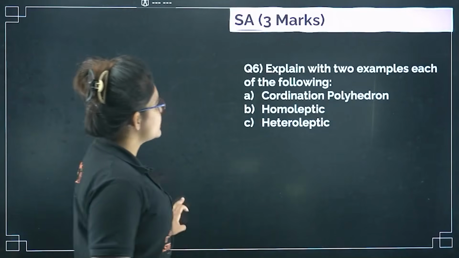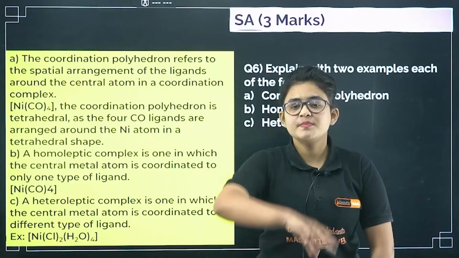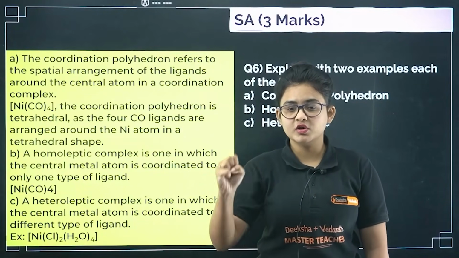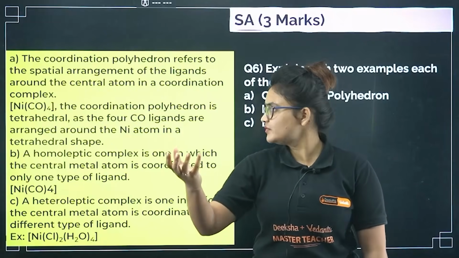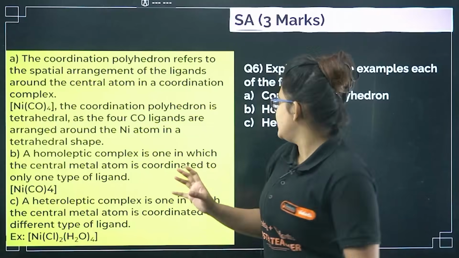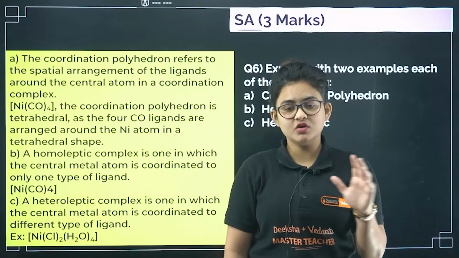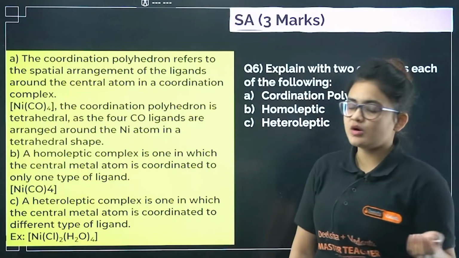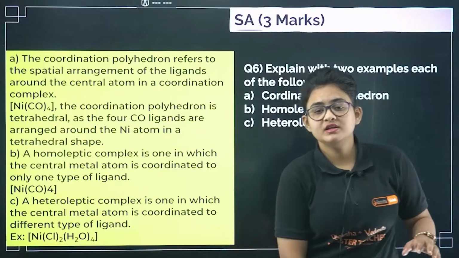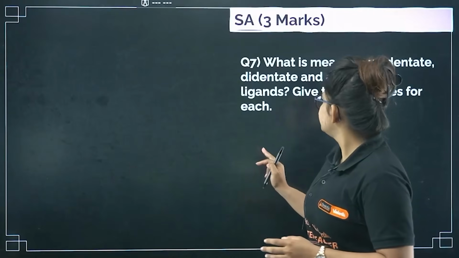Explain with 2 examples each of the following: coordination polyhedron. What is coordination polyhedron? It is basically the spatial arrangement of the ligands around the central atom. Okay, this is called coordination polyhedron. You can just take the example of, let's say, nickel tetracarbonyl. Next, you can see homoleptic complex. If in the coordination entity you are having the same type of ligand, it is called homoleptic complex. Next is heteroleptic complex. If in the coordination entity you are having 2 different types of ligand, then you can just call it heteroleptic complex. Examples are given here.